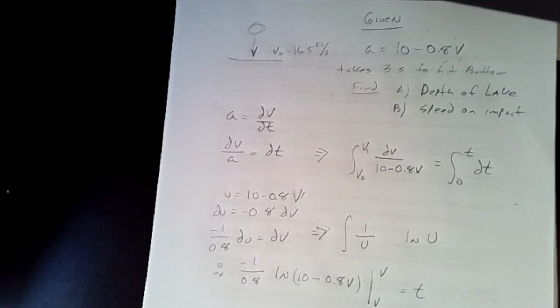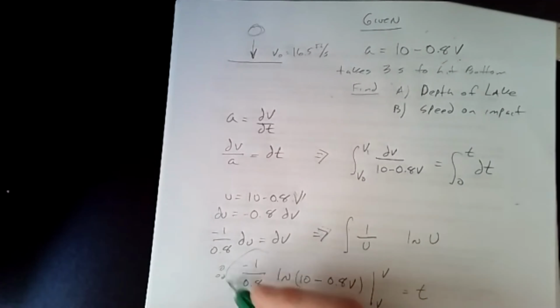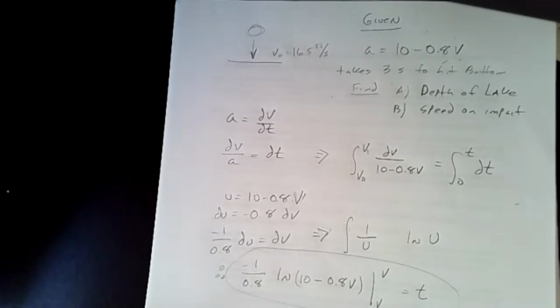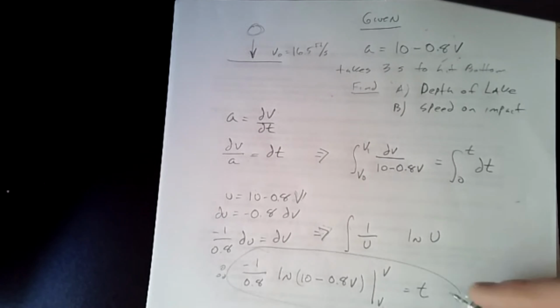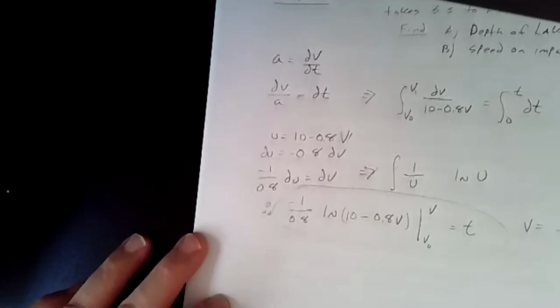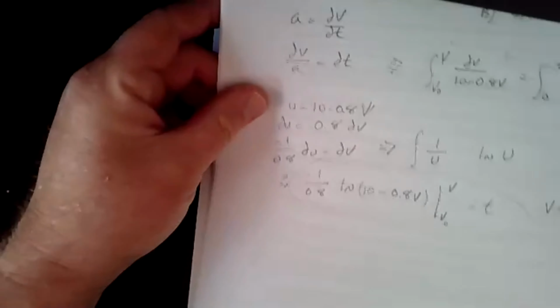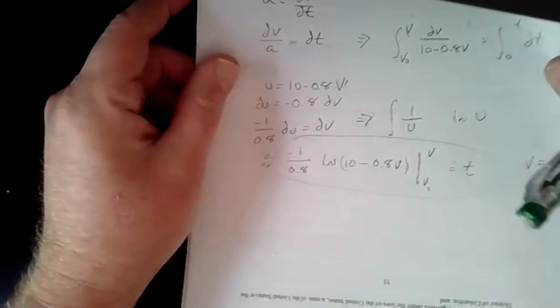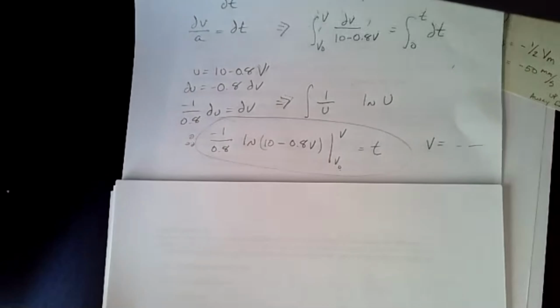Now we have this equation, and what we want to do now is get t in terms of v. So we want to turn this into v equals something. I won't skip this. I don't want to just skip the simplification, so I'm going to go to another sheet of paper and let's go through that.